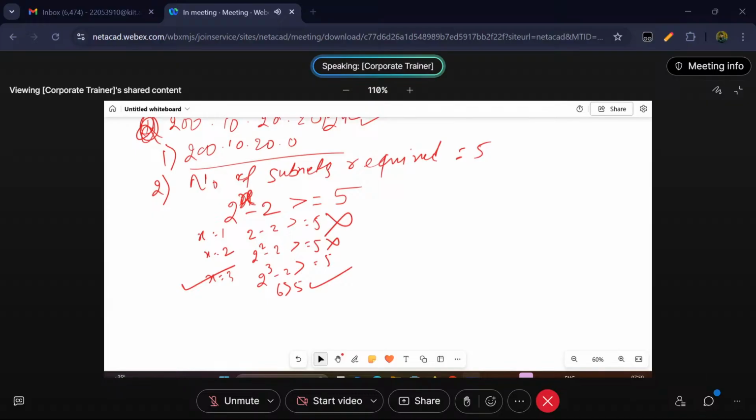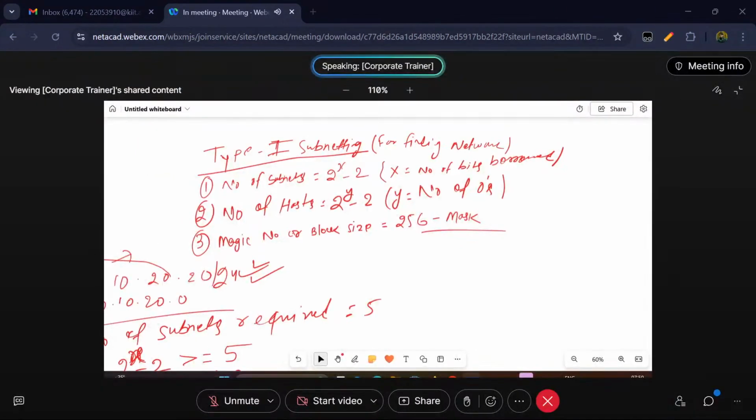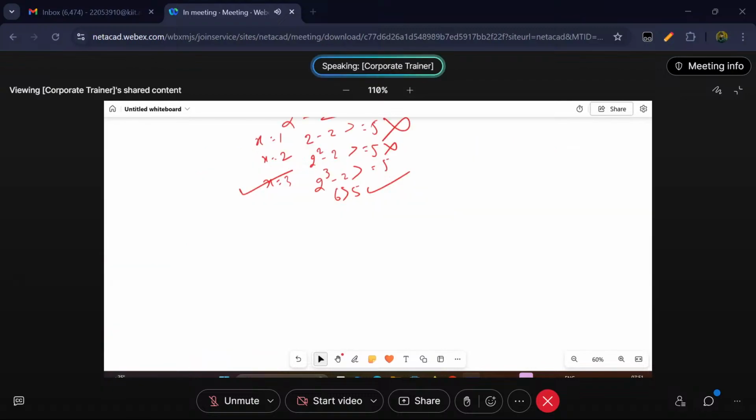Just as you have written x, what is the meaning of x? It is the number of bits which will be borrowed. So in this case, suppose you got the value of x equal to 3. The number of zeros to be changed into ones, how many zeros do you have to change to 1? You have to change 3 bits. So where will you change the zeros? That you need to understand first.